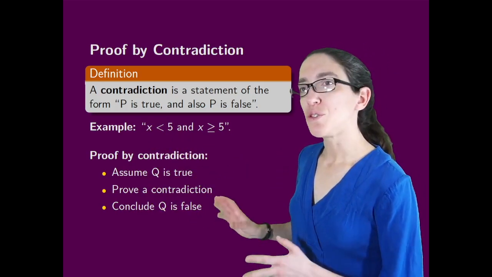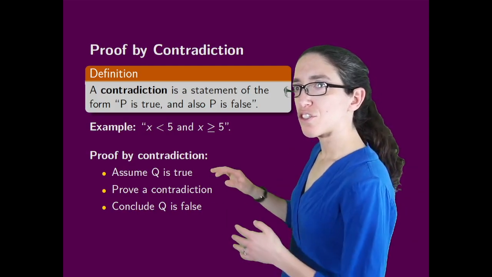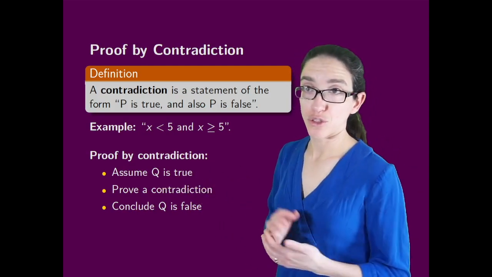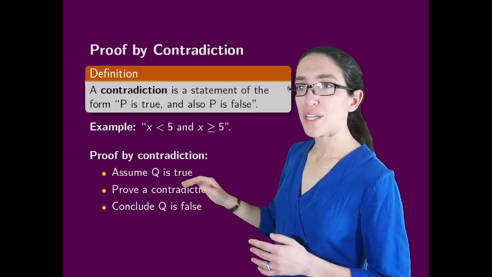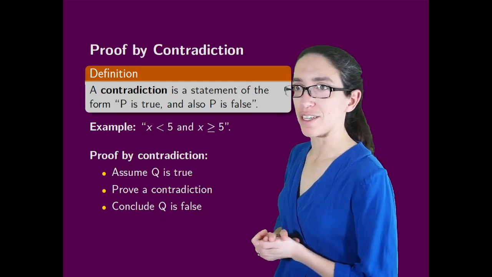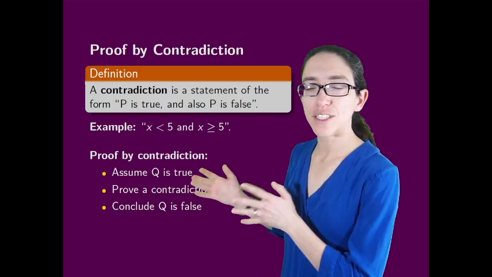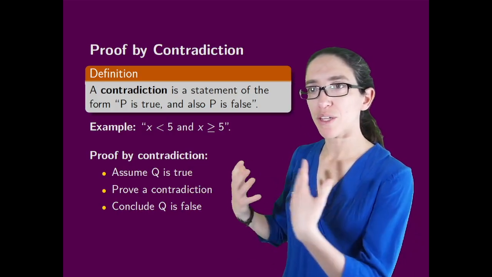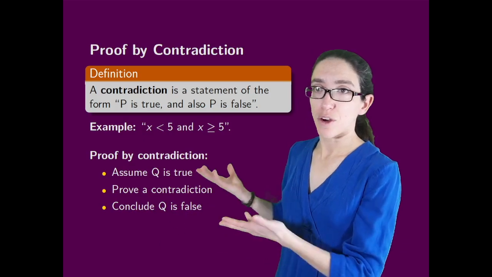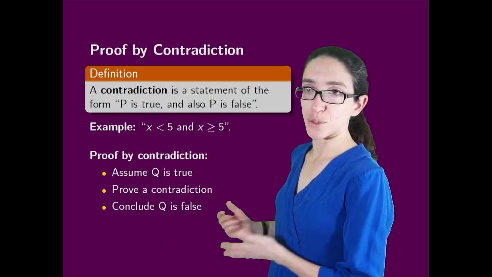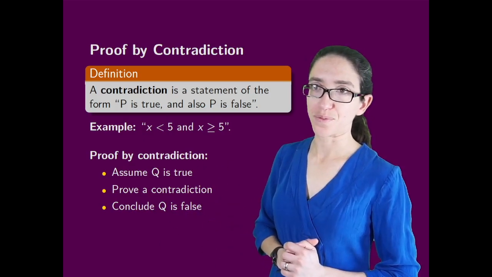So here's how we do proof by contradiction. We assume a statement Q is true. Say we want to prove Q is false. We assume it's true. If we can use that to prove a contradiction, then we realize that our assumption must have been false. Because if we can use an assumption to prove something that's clearly incorrect, then our assumption must not have been correct, and so we can conclude that Q is false.